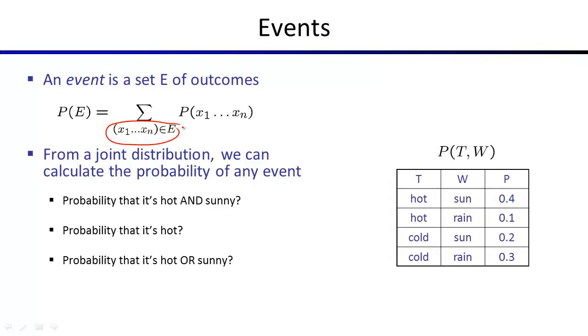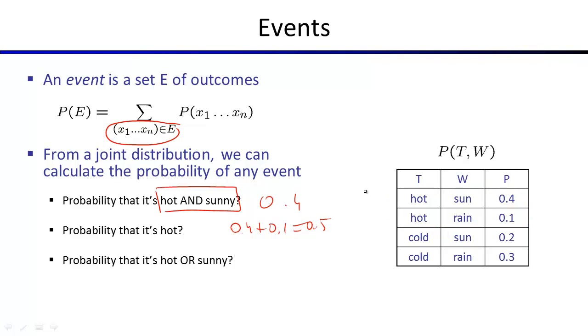So we can do this here as a little exercise. What's the probability that it's hot and sunny? Hot and sunny. This is an example of an event. It's some set of possible outcomes over our random variables. Hot and sunny happens to be only this row over here, and so the answer would be 0.4. What is the probability that it's hot? In this case, there are two rows compatible with the event, and we would sum those two numbers together, 0.4 plus 0.1, which is 0.5.